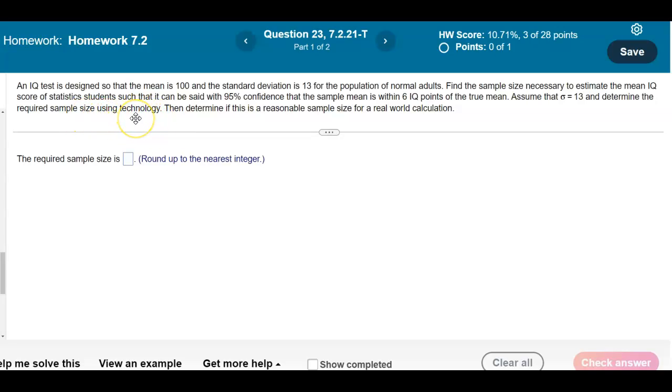We're going to be doing this by hand. Then determine if this is a reasonable sample size for a real-world calculation. So we want to find the required sample size and round it up to the nearest integer.